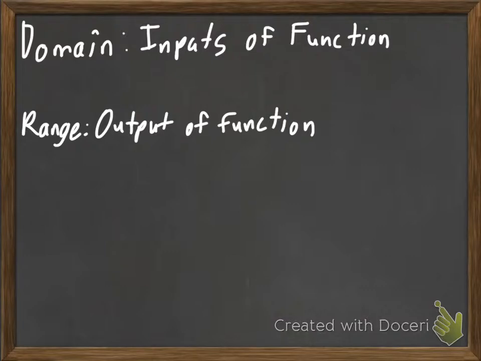So, a couple definitions. Remember from our functions video, we have our inputs and our outputs. Well, our domain is our inputs of our function and our range is the output of our function. So our domain is what we put in that function machine, the range is what the machine gives us back.